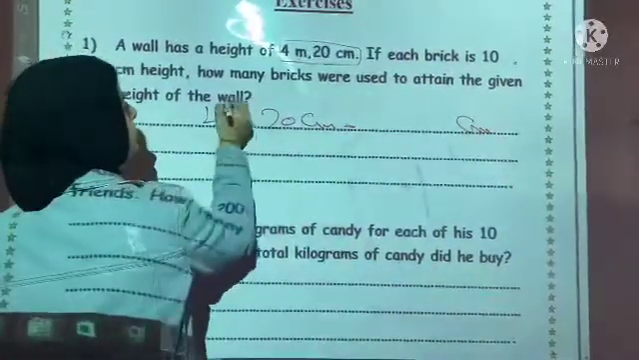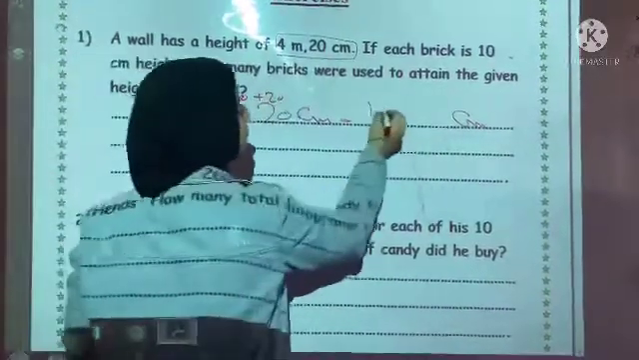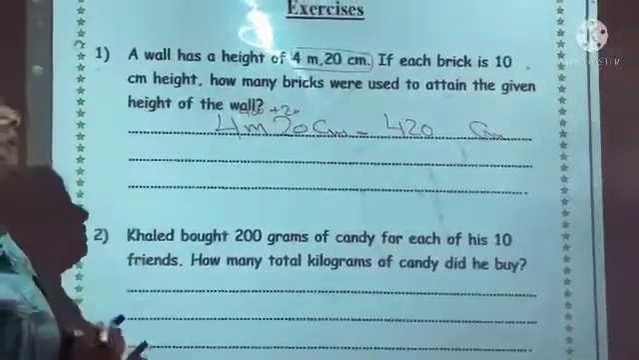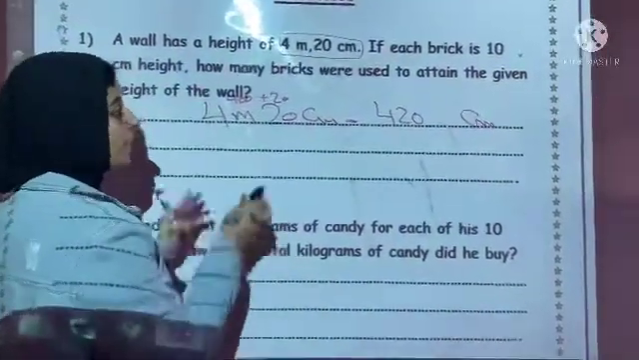If each brick is 10 centimeters, that means I'm gonna convert this 4 meters and 20 centimeters. I want to know it equals how many centimeters. This 4 meters will be 400. So 400 plus 20, it will be 420 centimeters. Each brick equals 10 centimeters. I want to know how many bricks I'm gonna use. So I'm gonna make it divided.